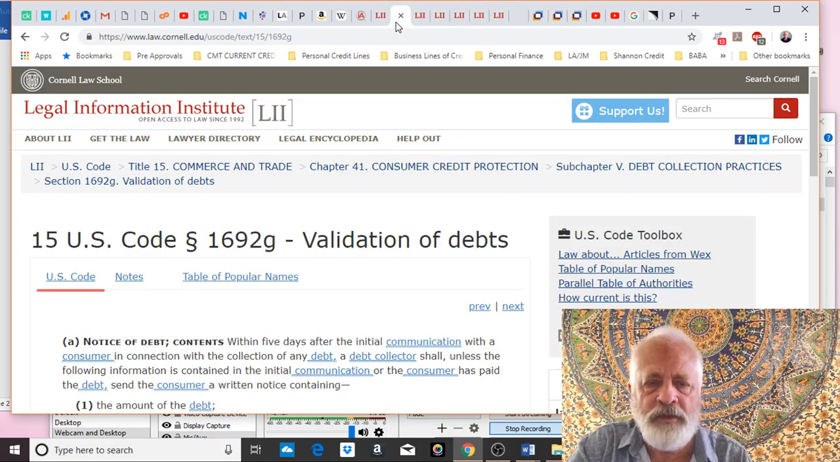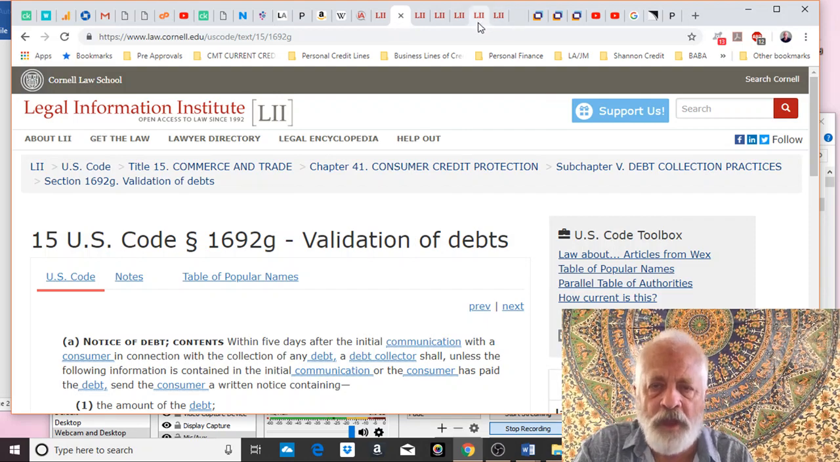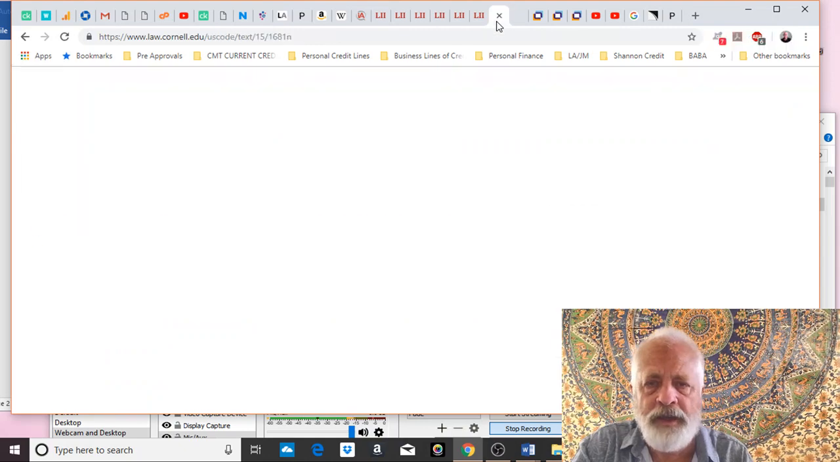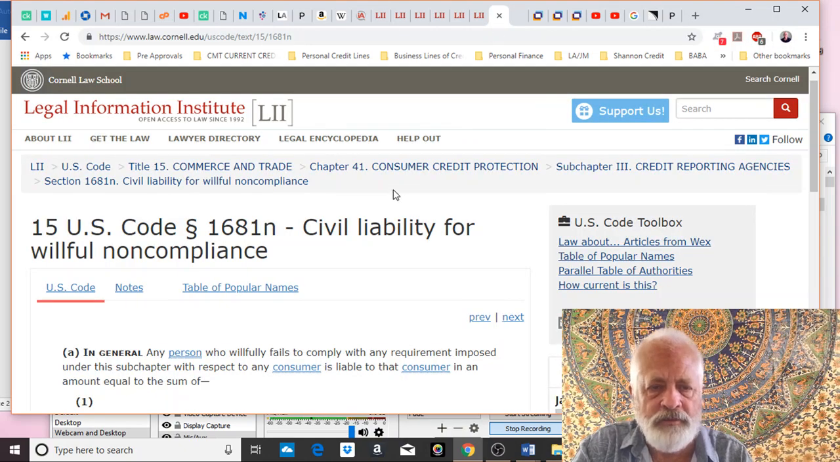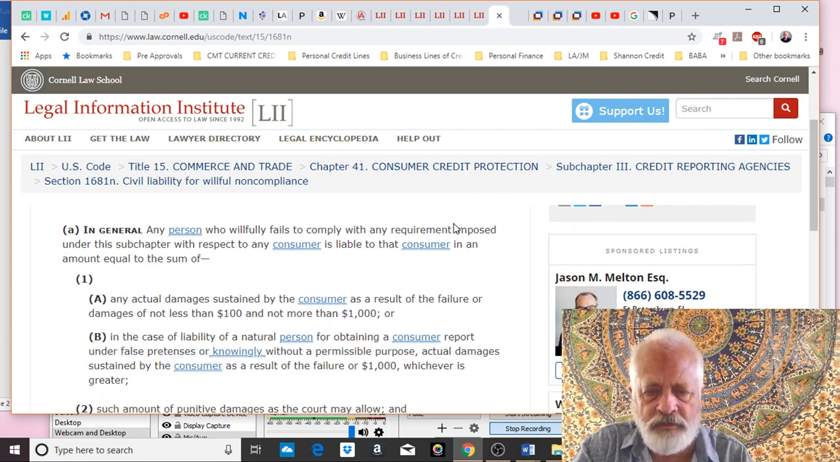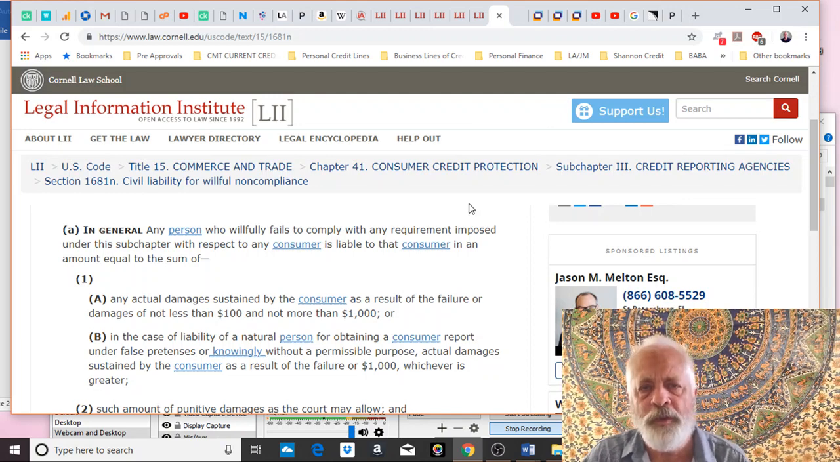And you can put this in there too. So they didn't validate the debt. So, according to the Fair Credit Reporting Act, right? Here it is. They owe $1,000. And you can put this in there too. They owe $1,000 right here. Because what? It's still reporting to the credit reporting agency.